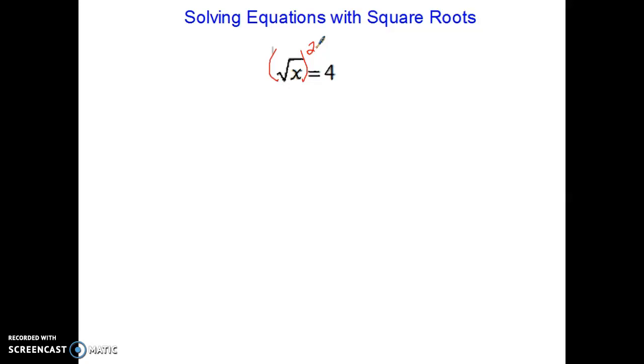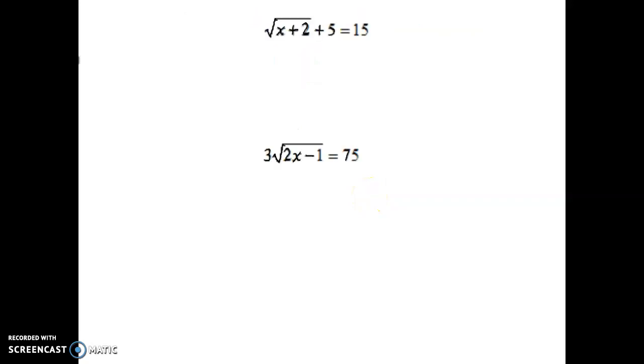Now, if I want to square the left side of my equation, I must also do that to the right side to keep it balanced. By doing this, I am just left with the value x on the left side. A square root and raising something to the second power are inverse operations. On the right side, if I simplify 4 squared, now I have my answer of 16. So using these inverses, we're going to take a look at the next two examples.